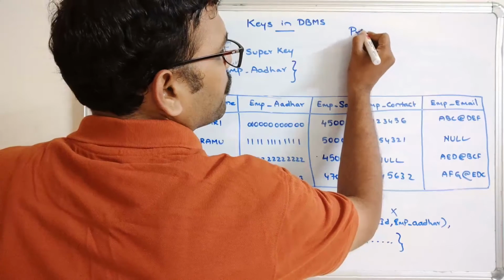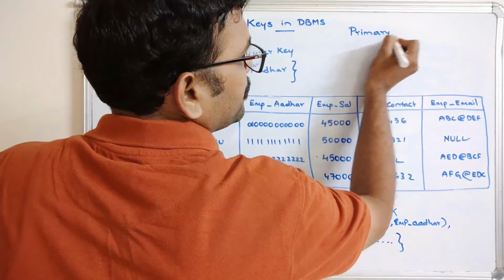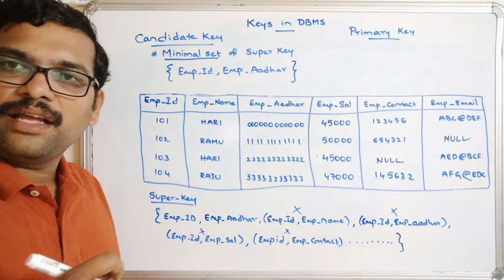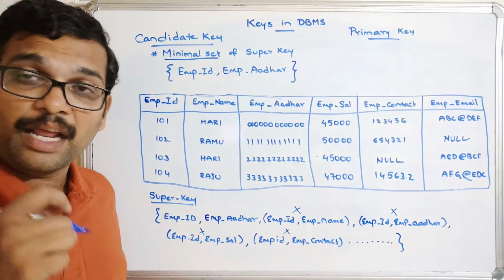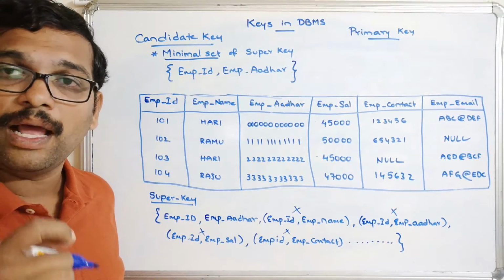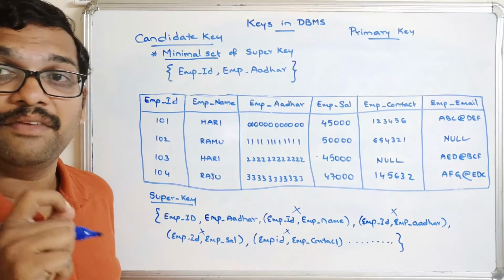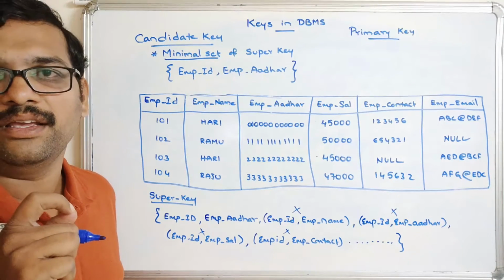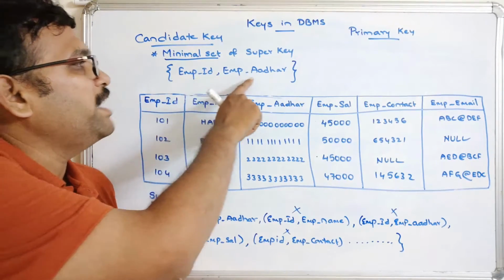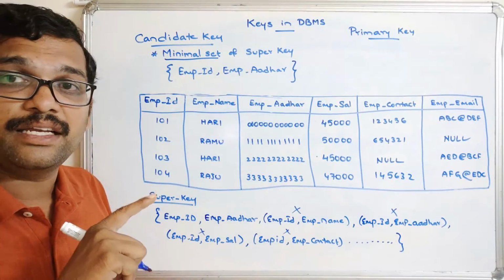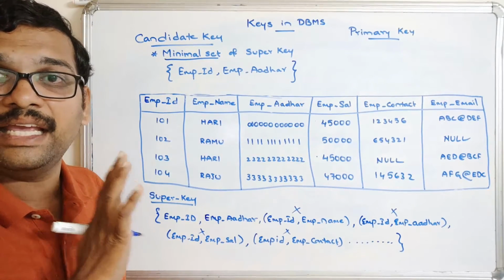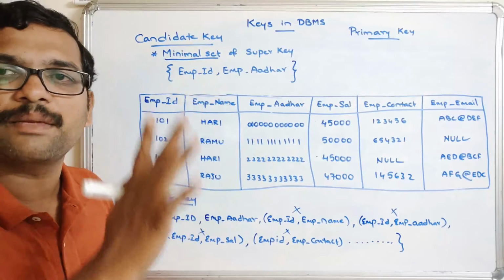primary key. Primary key means a key, that means it can be a single attribute or multiple attributes which can identify the rows uniquely, without any redundancy. So we have some candidate keys. Among these candidate keys, you can select one as a primary key. Any candidate key can be considered as a primary key.